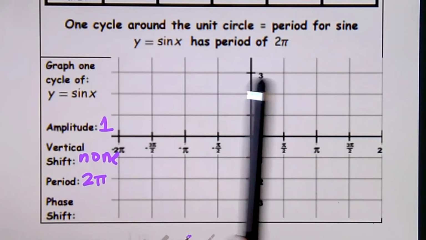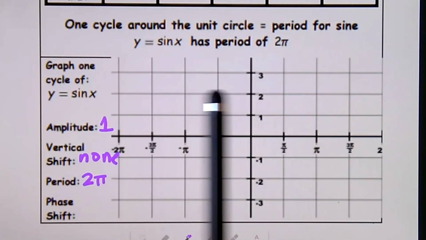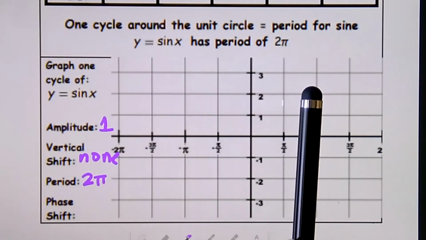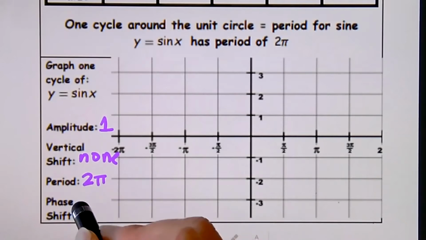Phase shift. Phase shift is kind of like your horizontal shift, where you're starting from, shifting it right or left. In this case, this is regular sine. It's not going to be shifted, so this is none.